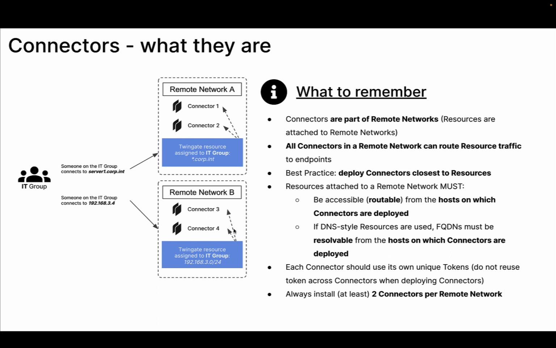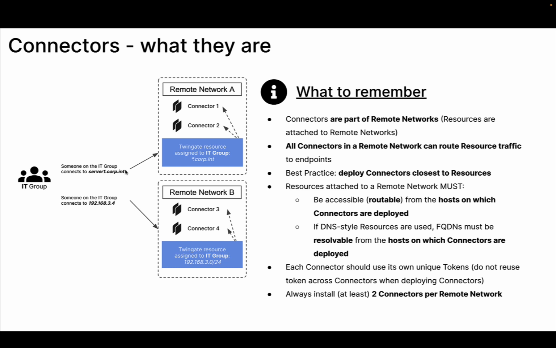Prerequisite number 2 is only applicable if you use DNS-style resources. So if you have resources that are declared as something like server1.corp.int, when a user from the IT group connects to this resource, and if this resource is attached to remote network A, it means that not only connector 1 and connector 2 both need to be able to route traffic to server1.corp.int, but before they can route traffic to the endpoints, they need to resolve server1.corp.int first.